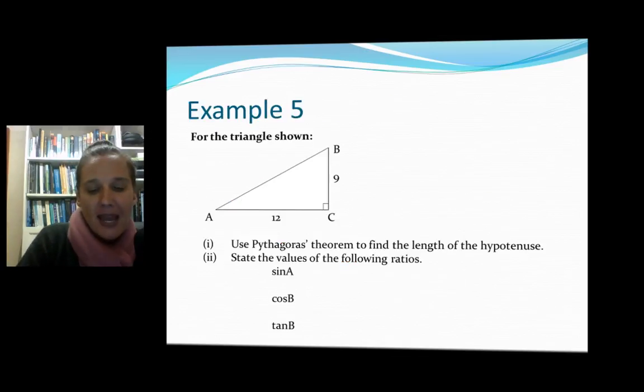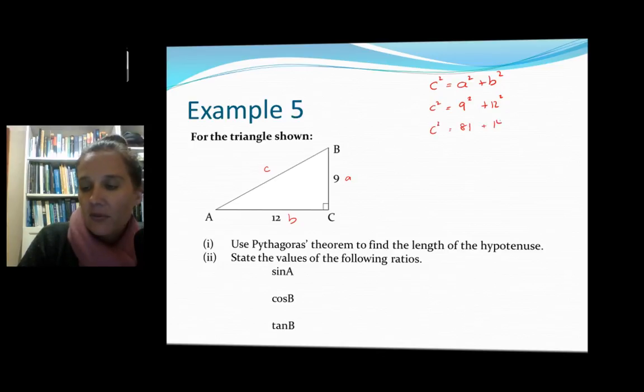So example 5, we have our triangle ABC shown. We want to use Pythagoras' theorem to find the length of the hypotenuse. We know Pythagoras' theorem: c squared equals a squared plus b squared. Here's our c, there's our a, there's our b. So c squared is equal to 9 squared plus 12 squared, which is 81 plus 144. So c squared is 225, and c is the square root of 225, which is 15. So this length here is 15.